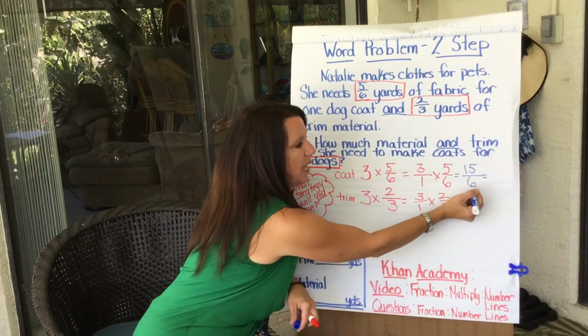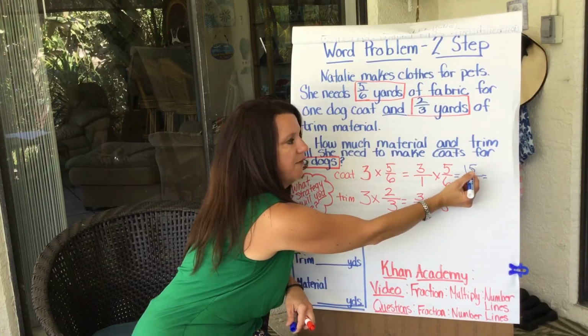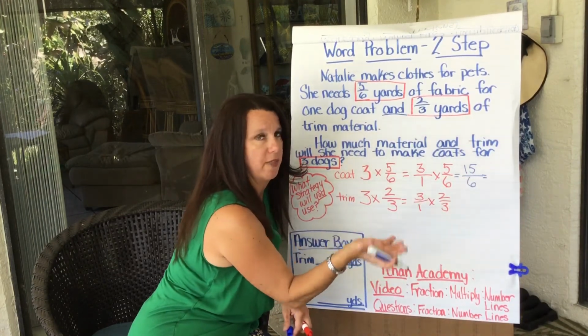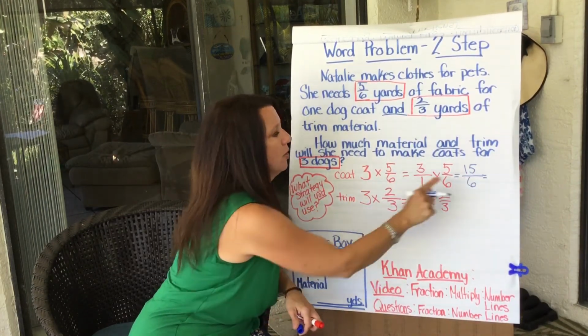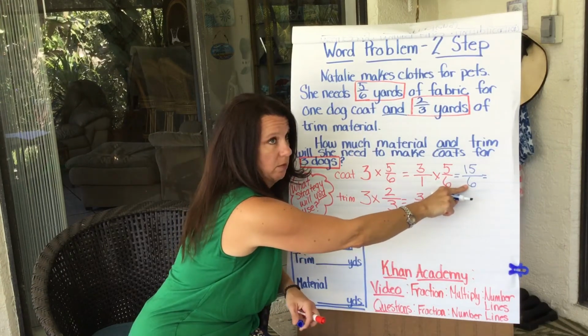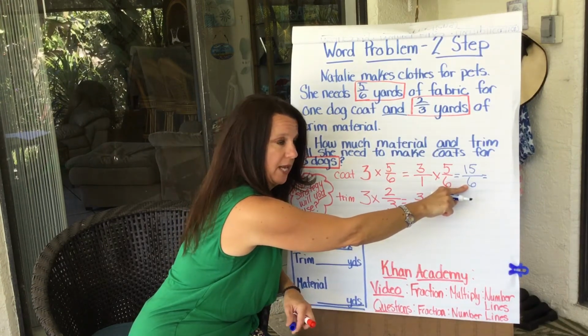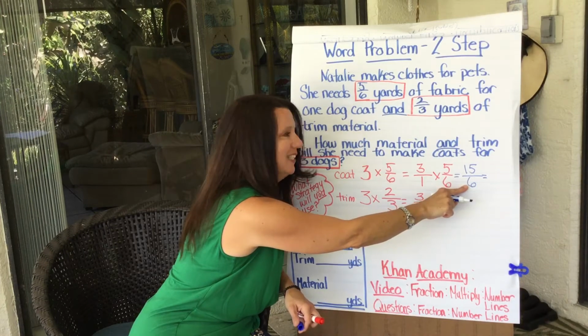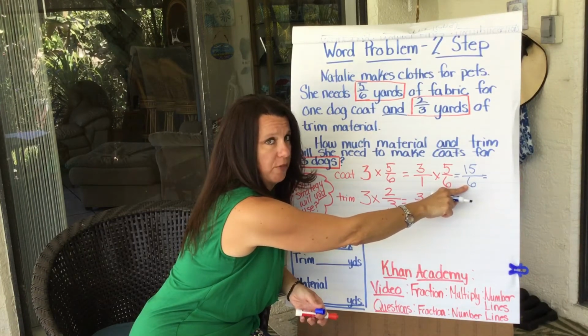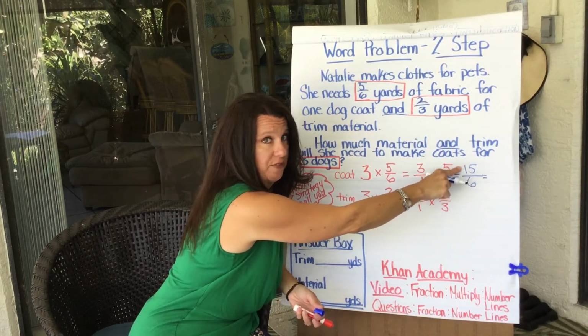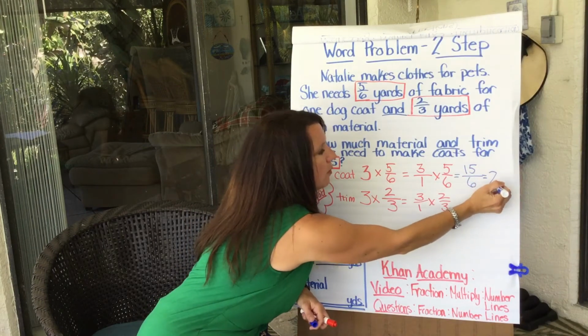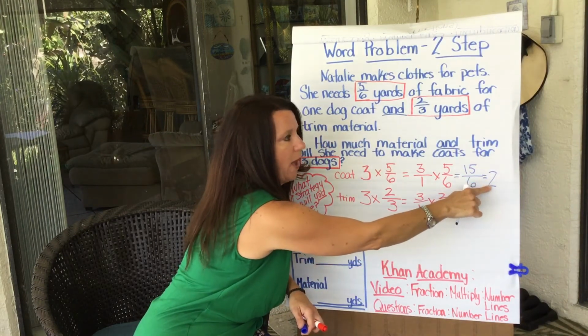So I'm going to say, how many 6s can I get out of 15 without going over, like Bob Barker on The Price Is Right? 6 times 1 is 6. 6 times 2 is 12. Can I do another 6? 6 times 3, that's 18. I can't go over, there isn't 18 there, it's only 15. So that means 2. So 6 times 2 is 12.